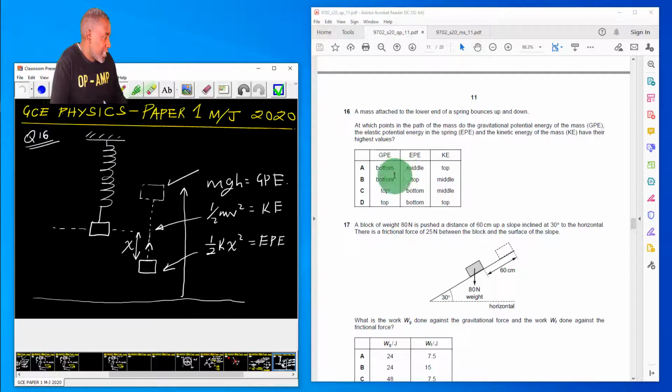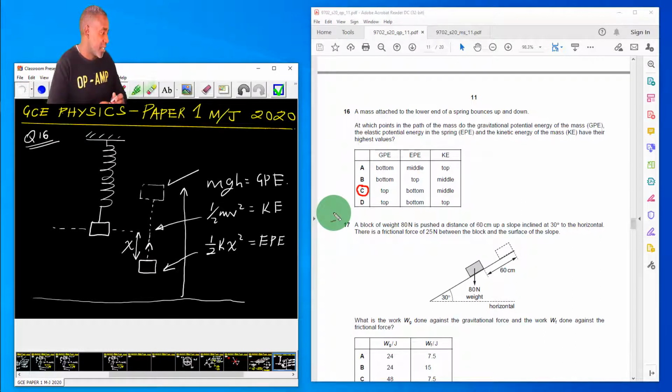And let's look at the choices. Gravitational potential energy at the top. Yes, that's true. Let's look at elastic potential energy. Elastic potential energy is at the bottom. Both of them are at the bottom. So this is the one which gives us the answer. Kinetic energy is highest at the middle. So the answer is C. So the correct answer here is C.